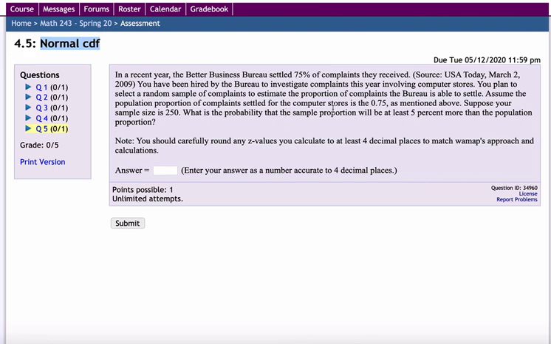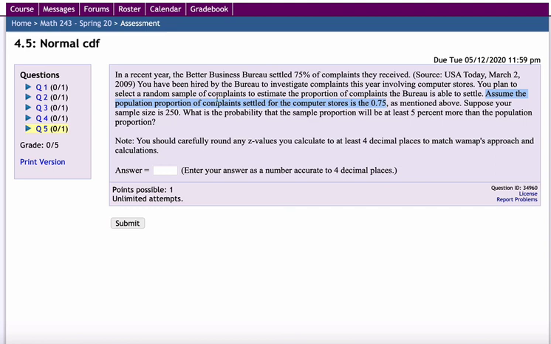What is the probability that the sample proportion will be at least 5% more than the population proportion? Okay, that's an annoying way to ask a question, but I suppose we can make sense of it. Assume the population proportion is 75%. There's P. What they're asking you is what is the probability that our sample proportion will be more than 80%? Ooh, where'd that 80% come from? 5% more than 75%.